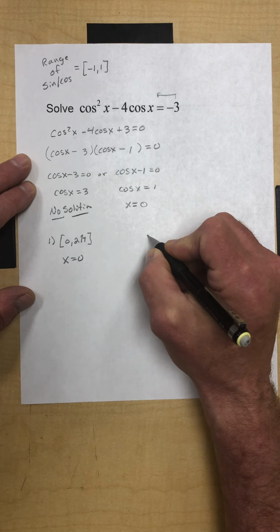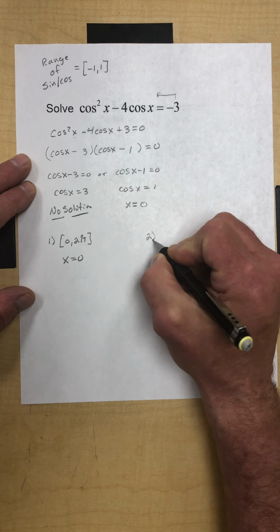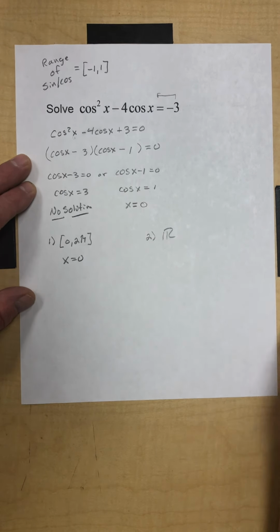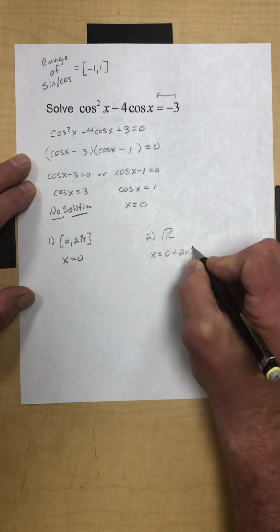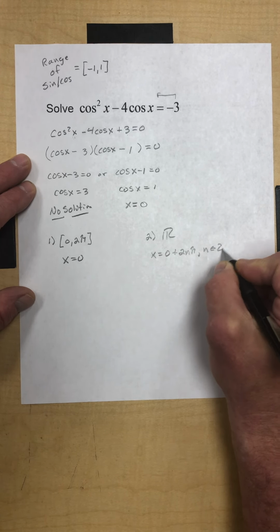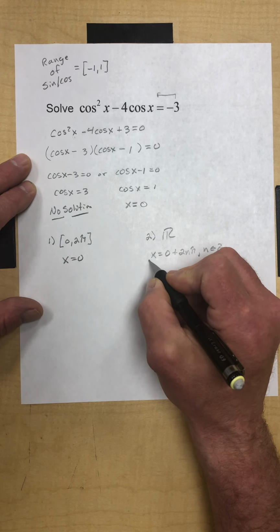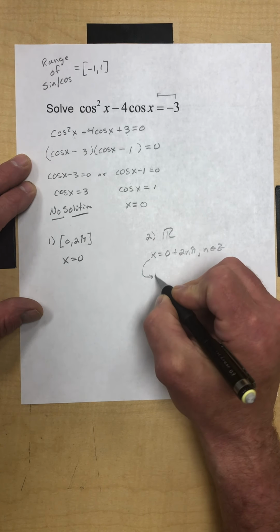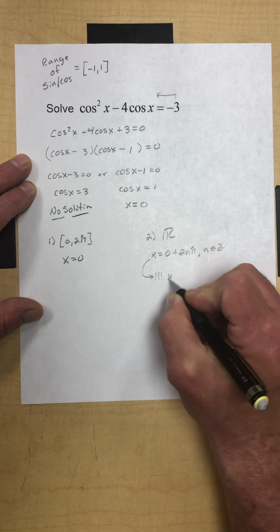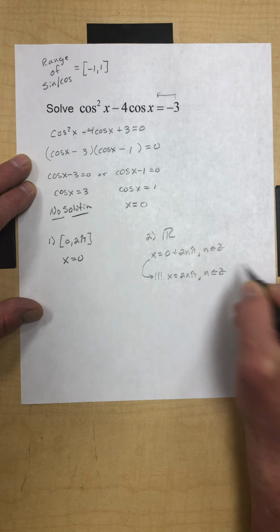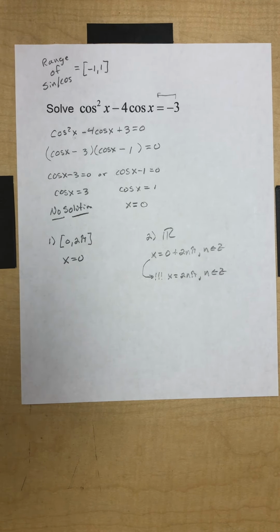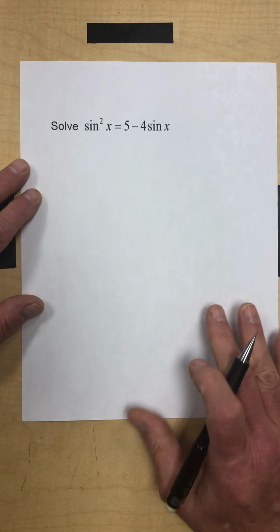Our solutions on the set of real numbers would be x equals 0 plus 2n pi, where n is an integer. And obviously the 0 just goes away, so the best way of writing that would be x equals 2n pi, where n is an integer. Okay, we got everything we need. That guy's done. How about we try a similar type problem with sine?